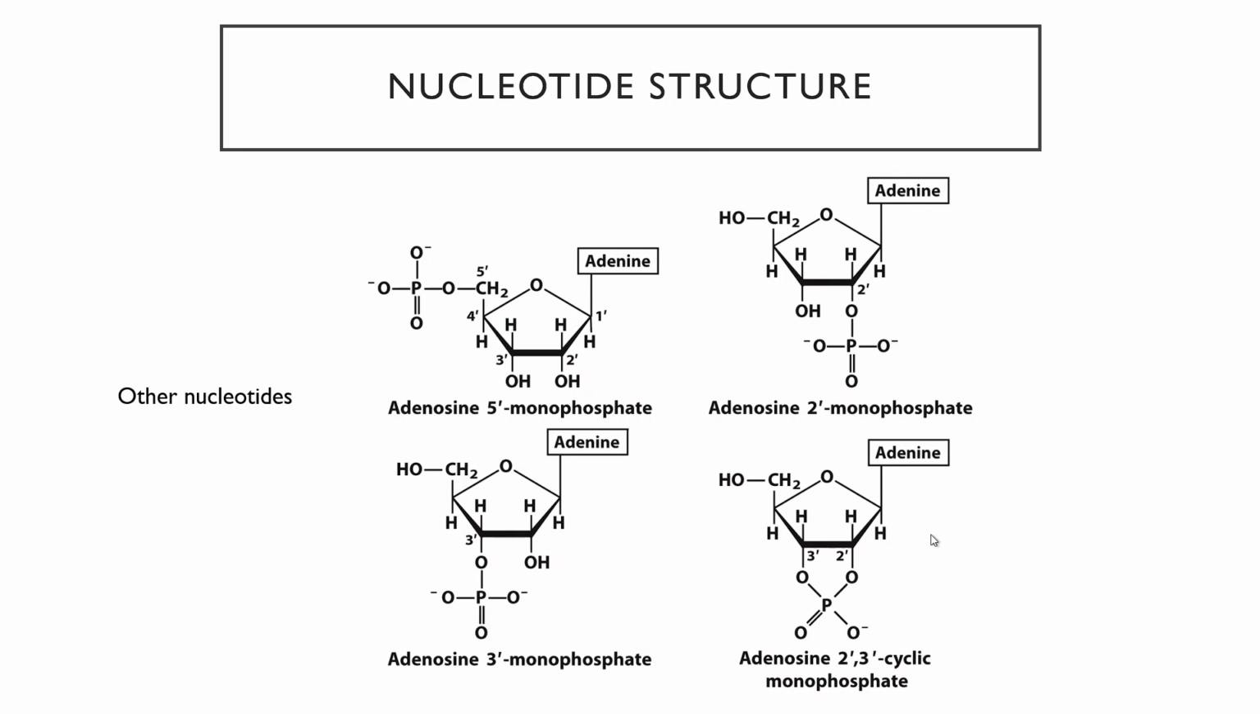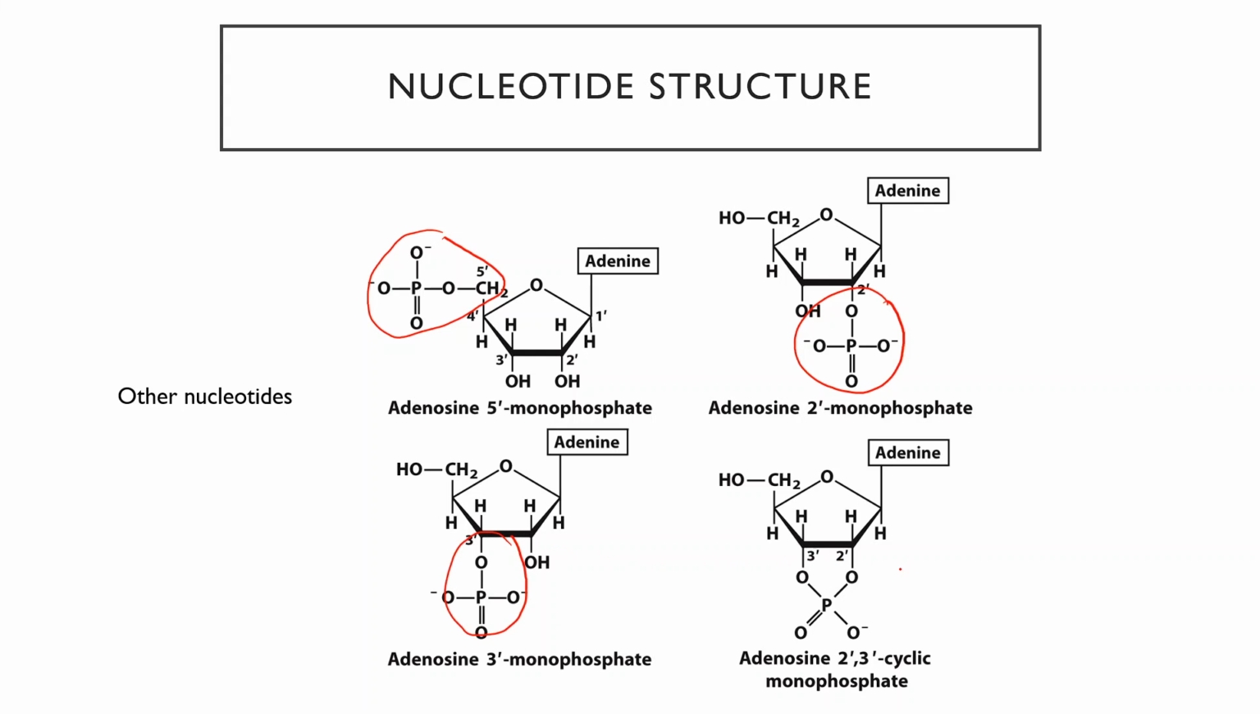Now, the phosphate group again is what makes the nucleoside into a nucleotide. The typical form of a nucleotide has the phosphate group attached to the 5' carbon, but there are other modified nucleotides where the phosphate can be attached to other carbons. So this, for example, is a 2' monophosphate version of adenosine, where the phosphate is just attached to the 2' instead of the 5'. And you can have a 3' monophosphate down here.